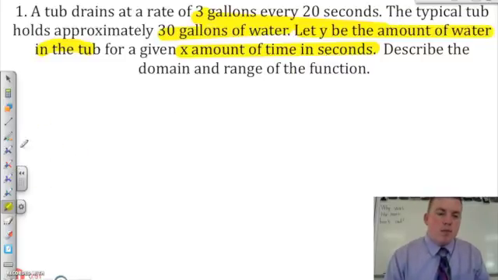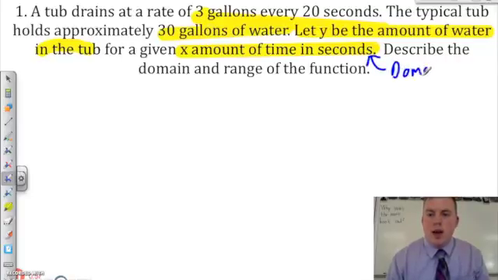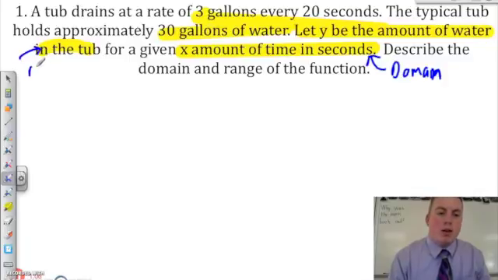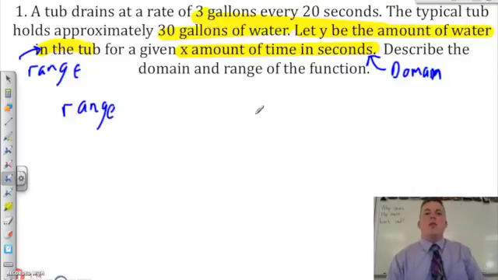If you remember, the domain looks at the X values, so our domain is going to focus in on the time that we have draining the tub, and our range is the Y value, so that's going to be the amount of water in the tub. Now I'm going to start with the range because the range in this situation is actually a little bit easier to figure out. So with my range, that's going to be the most amount of water I can have in the tub and the least amount of water I can have in the tub.